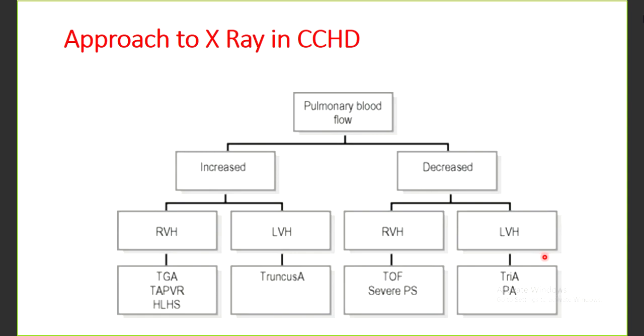If you are shown an X-ray of a patient containing signs of heart disease, first of all, you look at the pulmonary blood flow, decide if it is increased or decreased, then you look at enlargement, whether it is RVH or LVH. Based on that, we can narrow down our differential diagnosis to one of these as given in the chart.